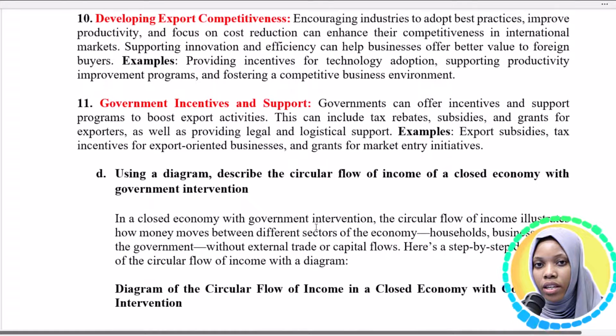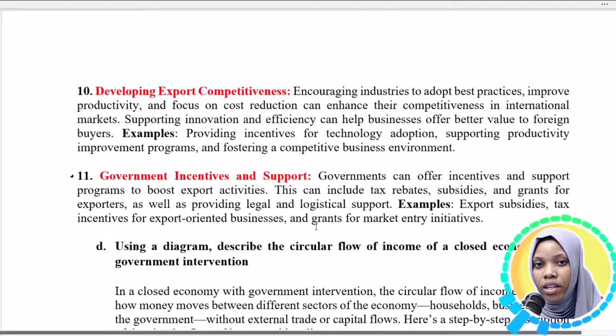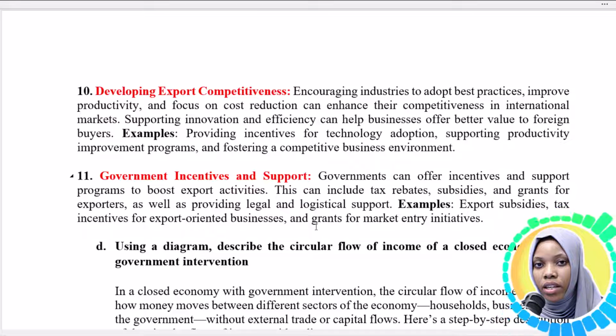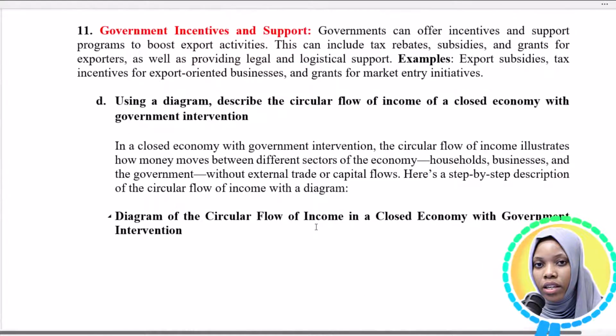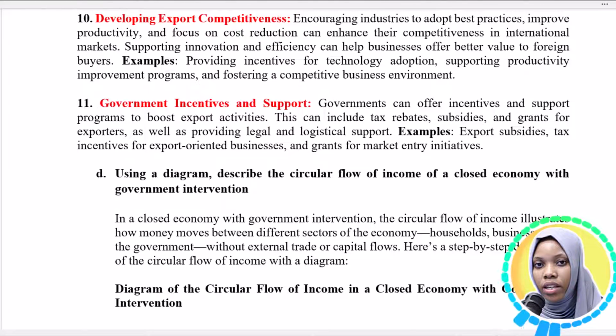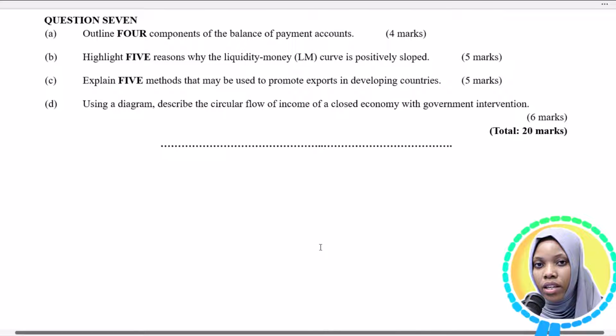Another method is government incentives and support. Government can offer incentives and support programs to boost export activities. This can include tax reduction, subsidies, and grants for exporters, as well as providing legal and logistical support. That is part C, the methods that may be used to promote exports in developing countries.